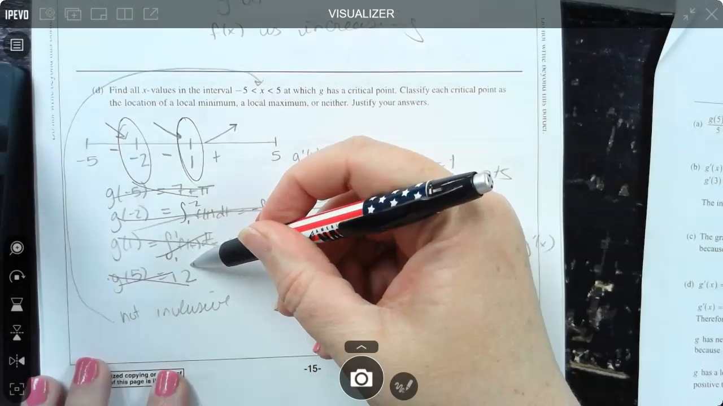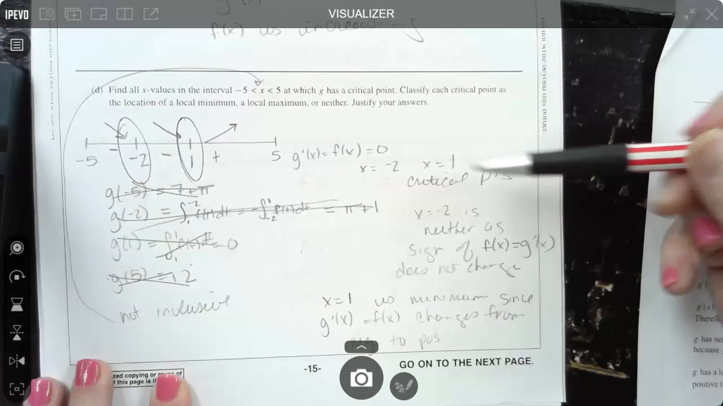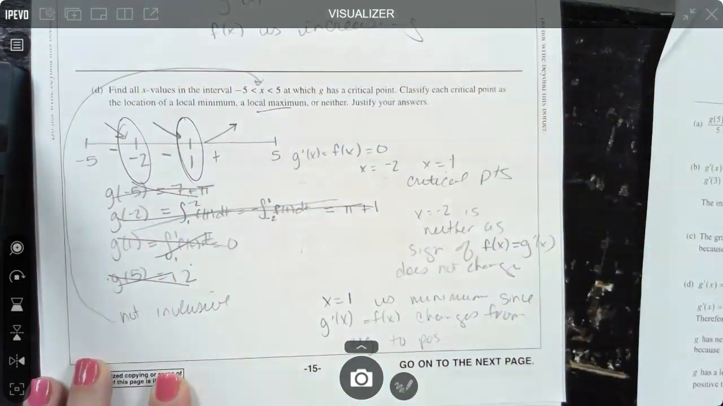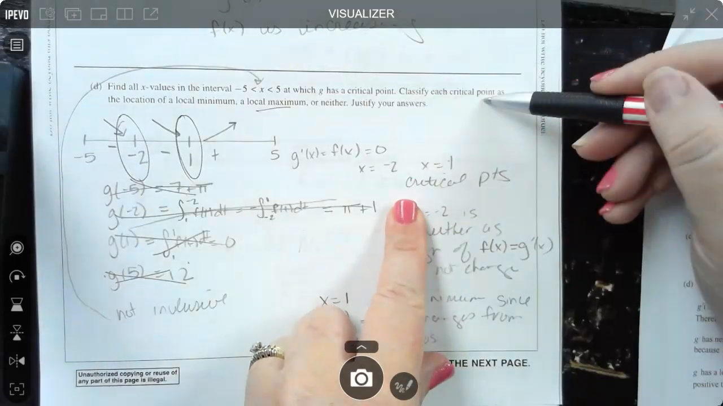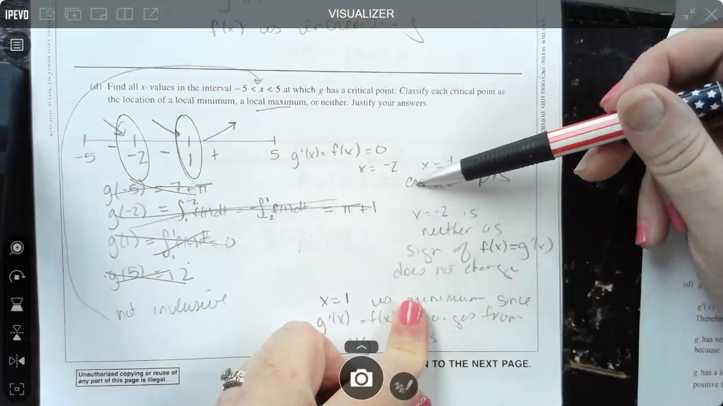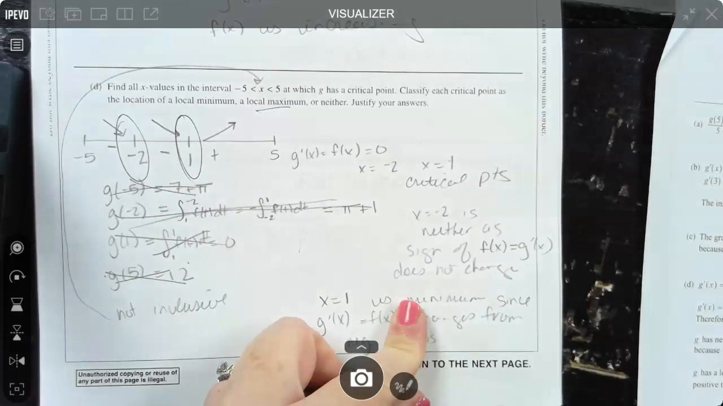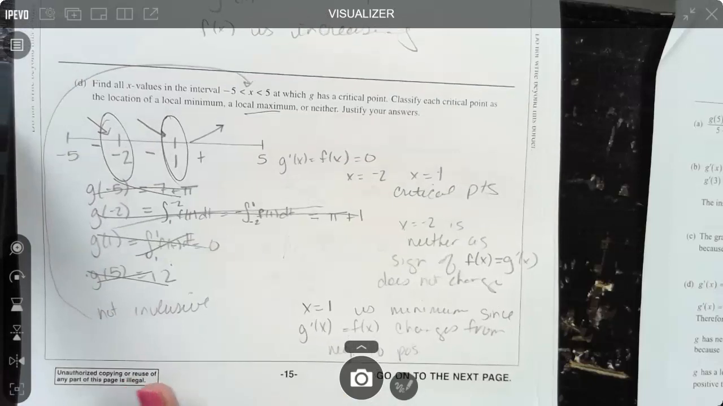So I realized 3/4 of the way through the problem that I was doing way too much work than what they were asking. So I went back and went, you know what? They're asking for a local, not an absolute, which means I just need to look for changing from negative to positive. And so I found that there were 2 critical points because it says classify each critical point. So then that means I have to explain each one. Okay, so -2 is neither since the sign does not change. And 1 is a minimum since it changes from negative to positive.